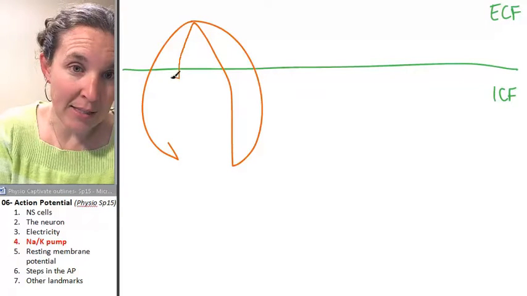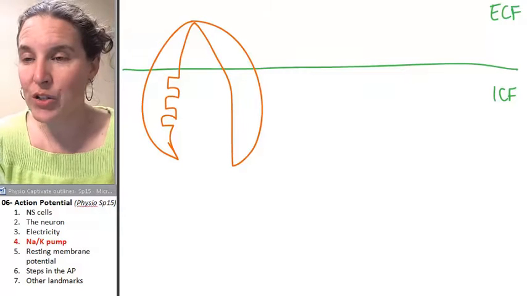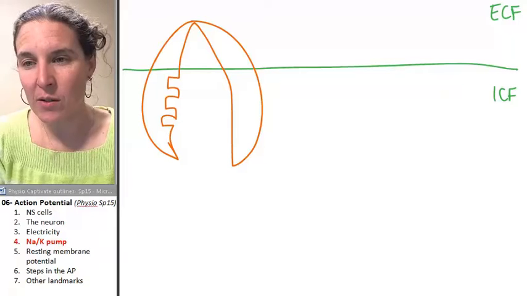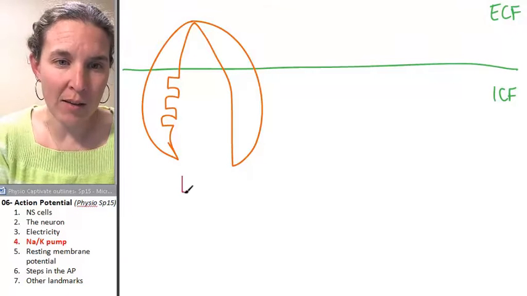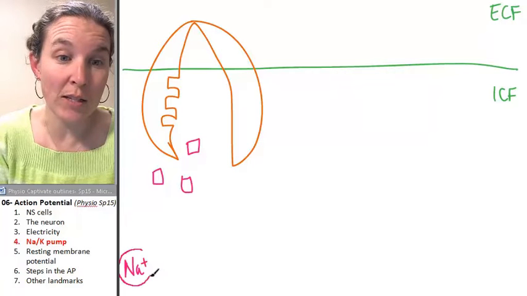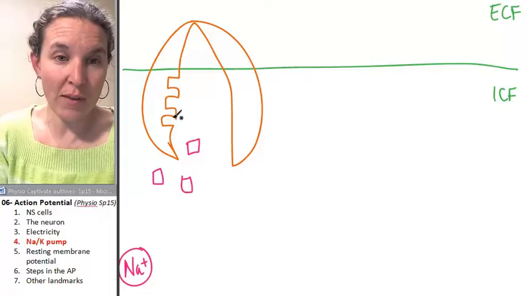basically has 1, 2, 3 binding sites. Those are binding sites for sodium. I actually want to make sodium green, but I'm afraid I have to make it this lovely pink. Okay, so that's sodium. And remember that sodium ions have a positive charge. So these are sodium ions, and they're going to bind to these binding sites right here.